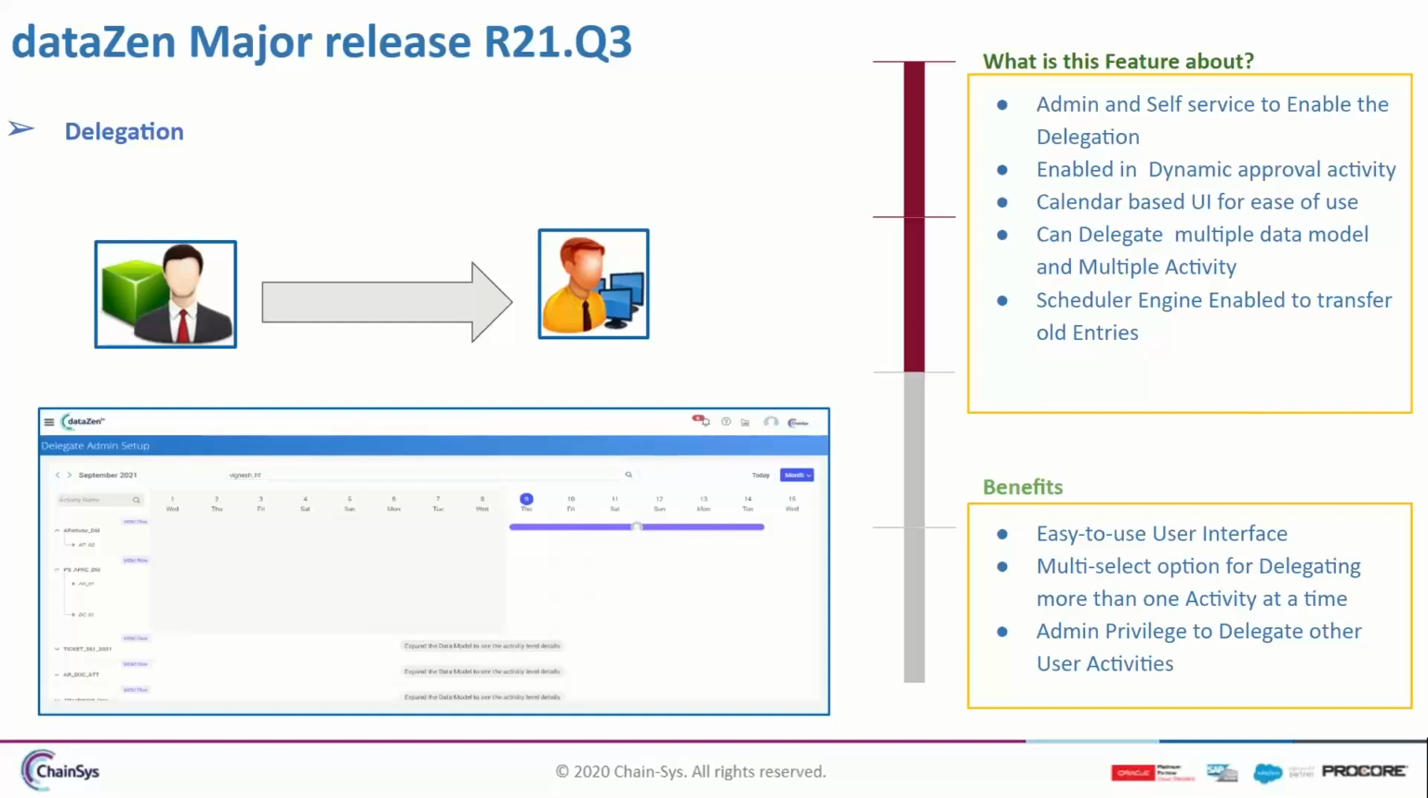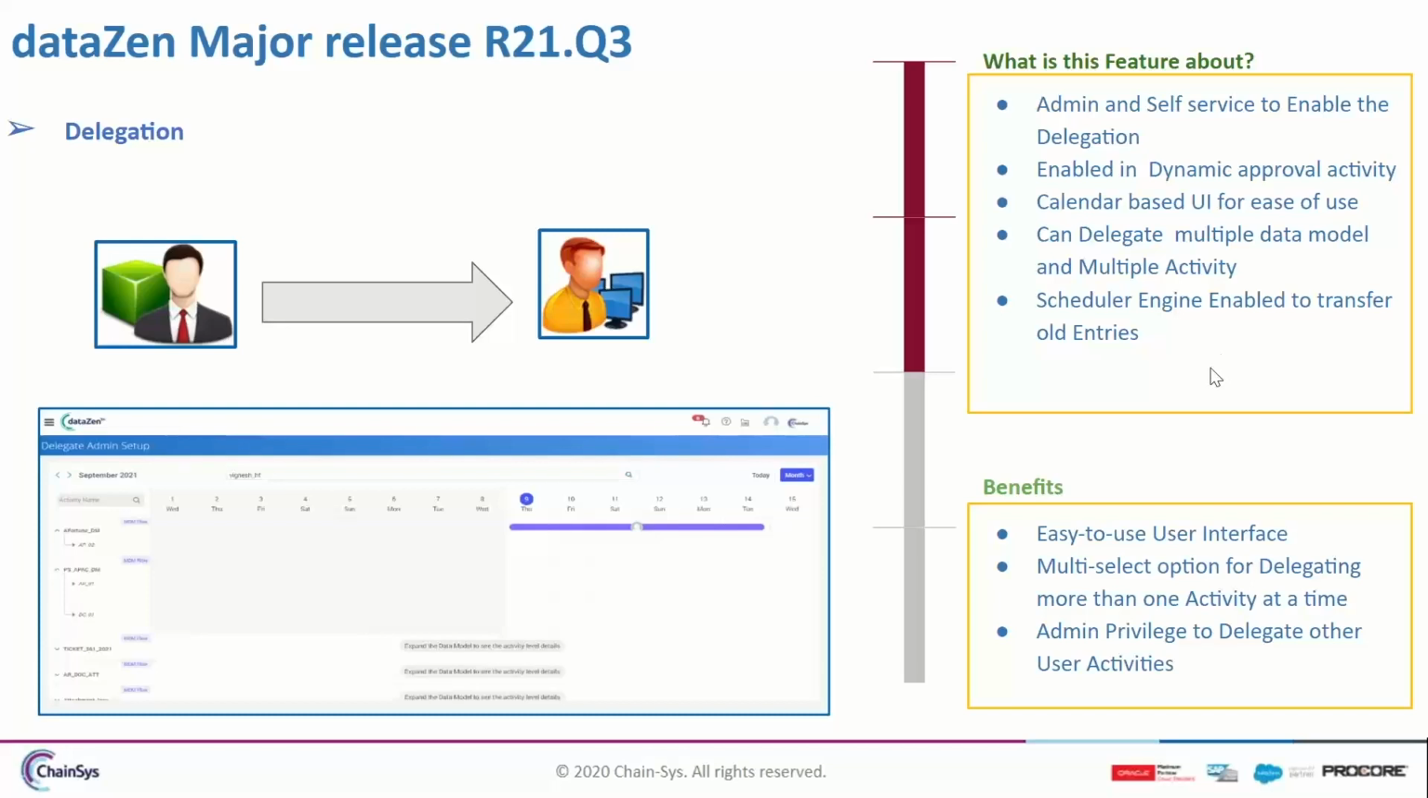And we brought up a change. The earlier UI was a very traditional UI with text boxes, but we introduced a calendar-based UI. So you could see here, when users get in, they can see which date to which date they can block it for, delegate to somebody else, so they can do it. Also, the earlier UI made us select the activity one by one. Now I can select the entire data model, select one activity, and delegate.